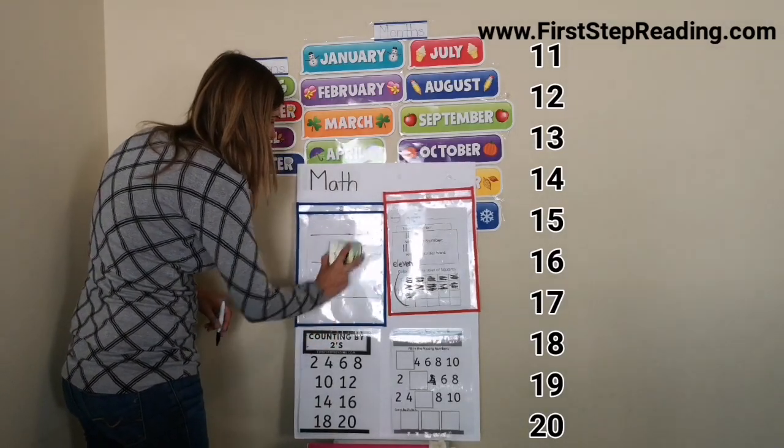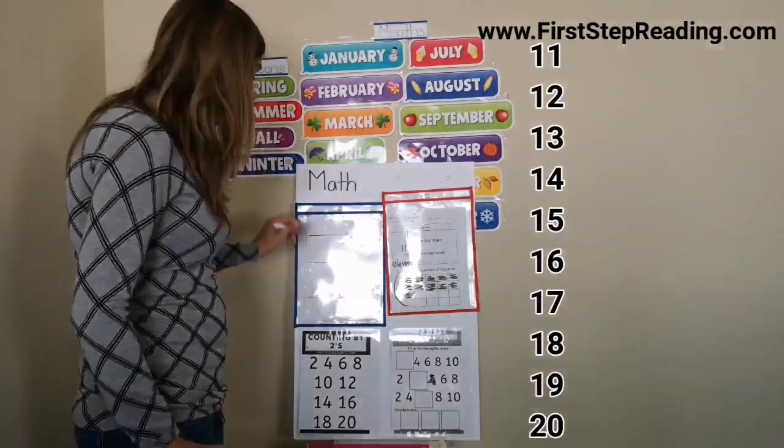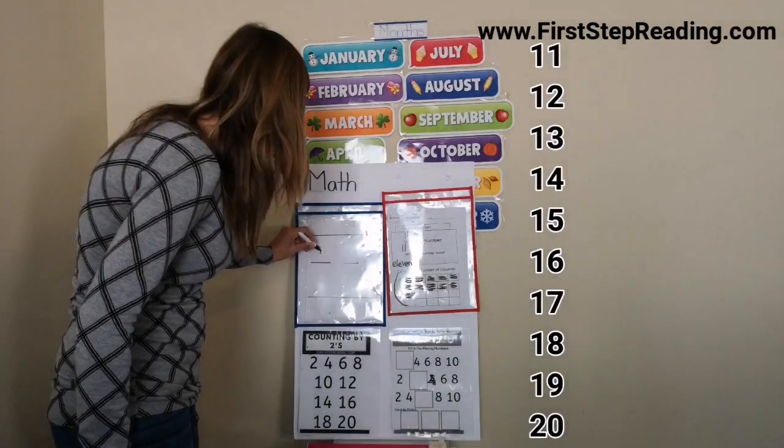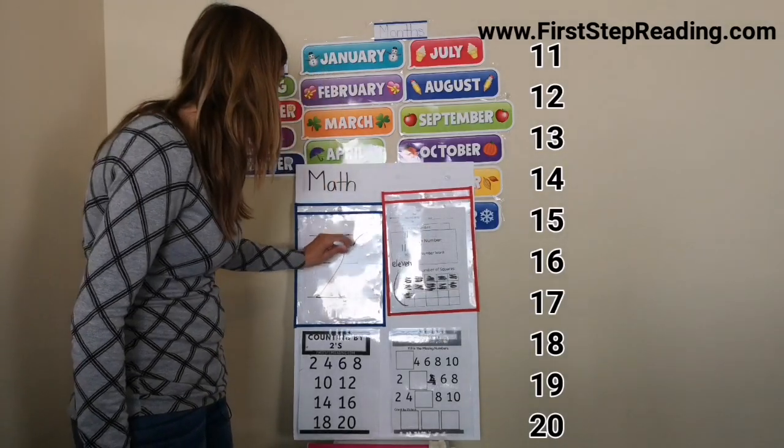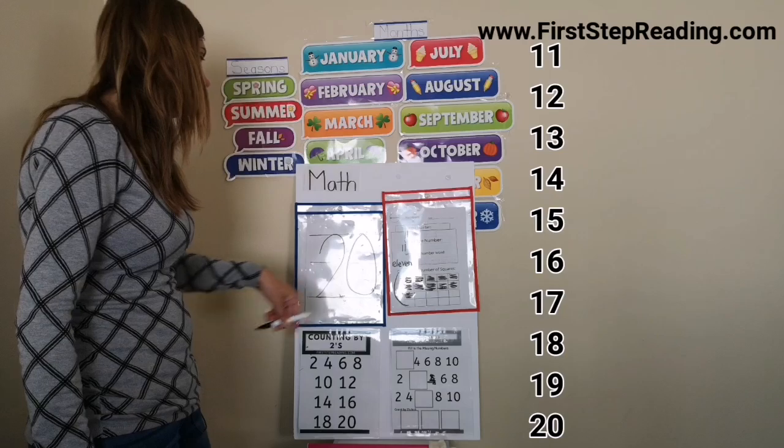And last, 20. 20 doesn't have a 1 in front of it. 20 has a 2. Straight down on the line and a 0. 20. Okay?